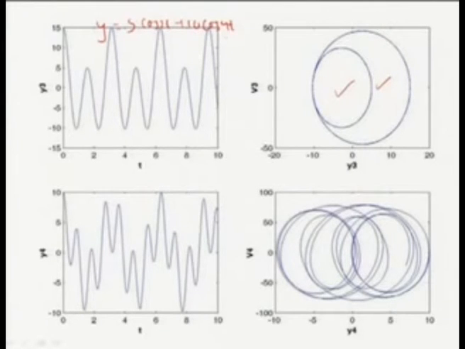So, in case of a periodic response, one can observe that the ratio of this frequency, that is omega 2 by omega 1, is 4 by 2. So, they are integer numbers, but in case of a quasi periodic response, the ratio between these frequencies is an irrational number. So, one can take y equal to 5 cos 2t plus 10 cos 2 root 2 t, or root 3. So, in this case it is taken to be root 3 t.